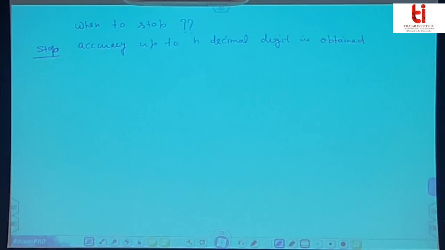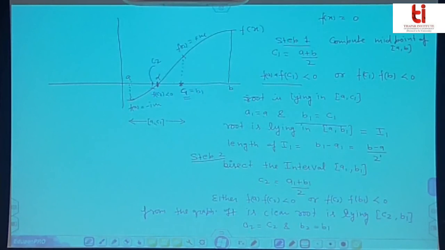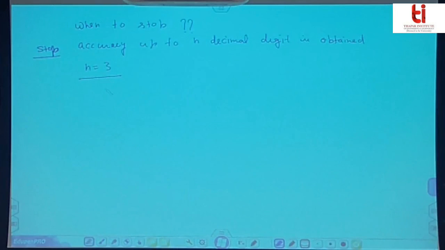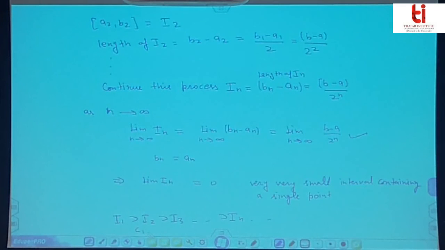Suppose we want to take n equal to 3. So what we do, we will compute the sequence of midpoints. First we got C1 and then C2. Here we are getting the sequence C1, C2, C3, Cn. Okay, so C1, C2, C3, Cn are what? These are the midpoints of the intervals I1, I2, I3. Sequence of midpoints.